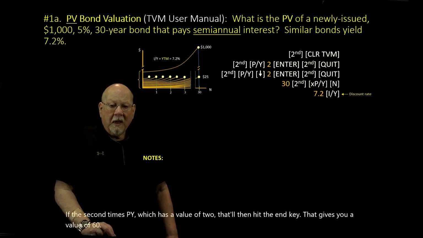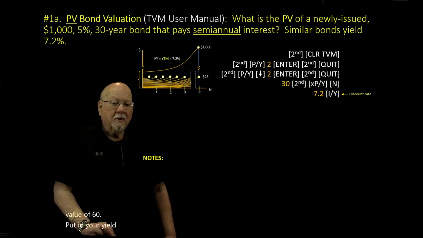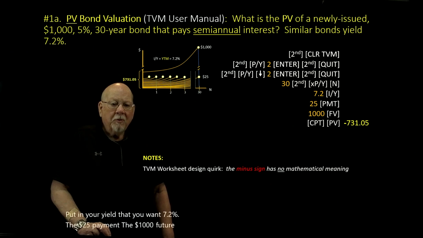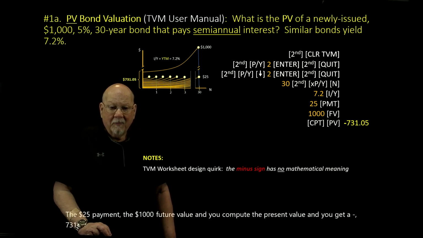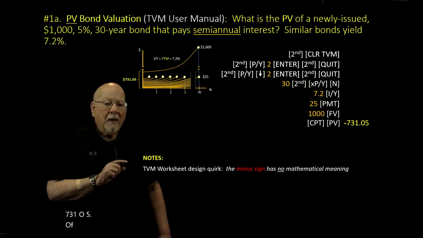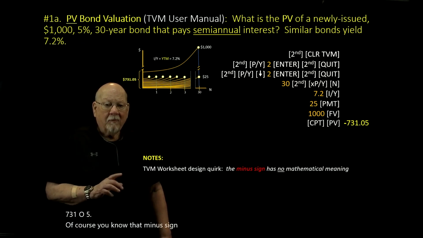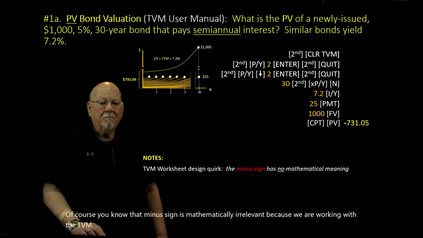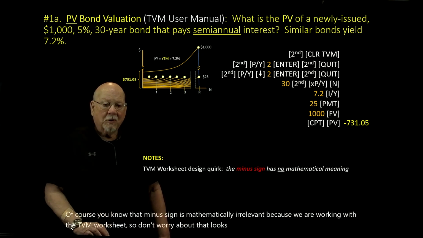Put in your yield that you want, 7.2%, the $25 payment, the $1,000 future value, and you compute the present value and you get a minus 731.05. Of course, you know that that minus sign is mathematically irrelevant because we are working with the TVM worksheet, so you don't worry about that. Looks like we've got the answer again.